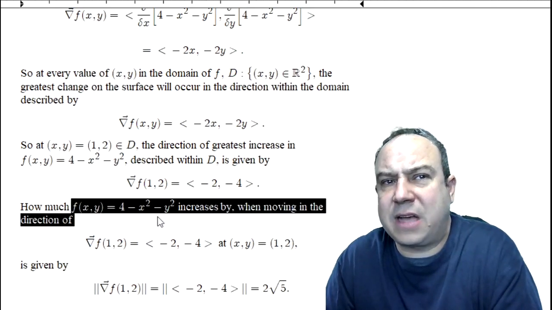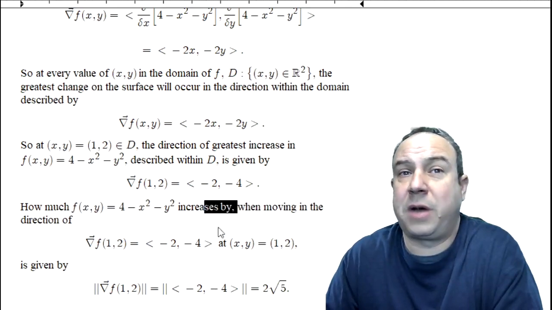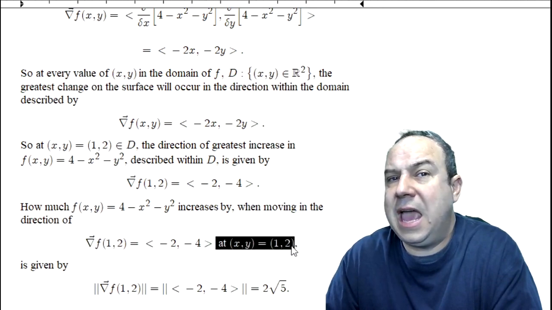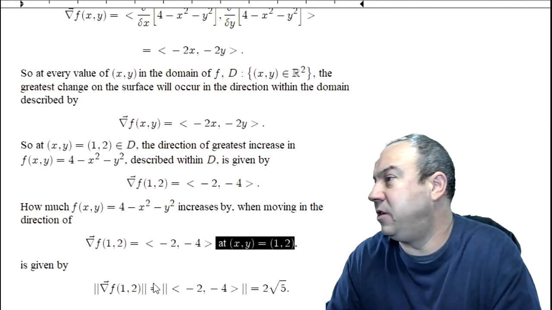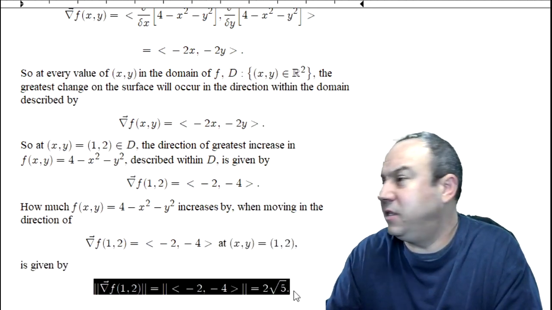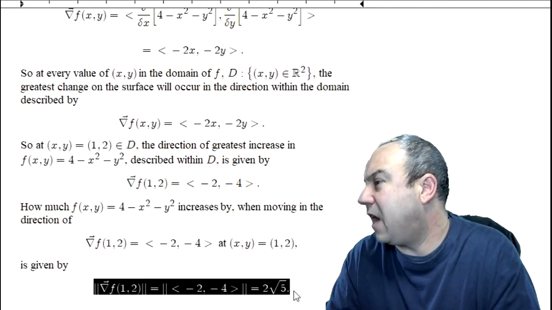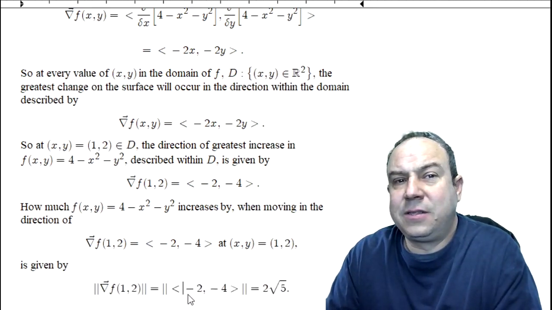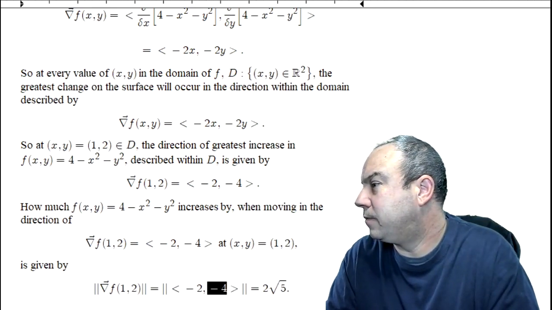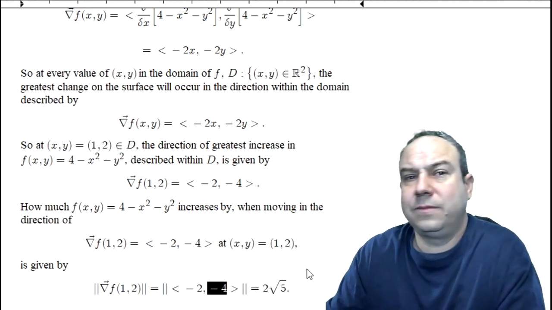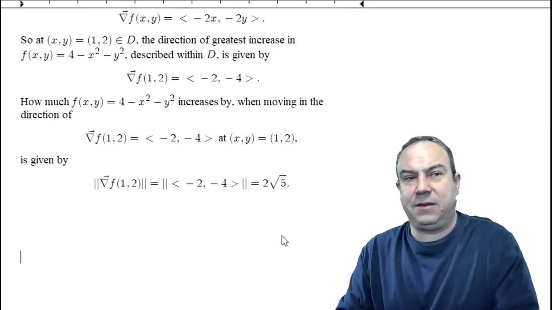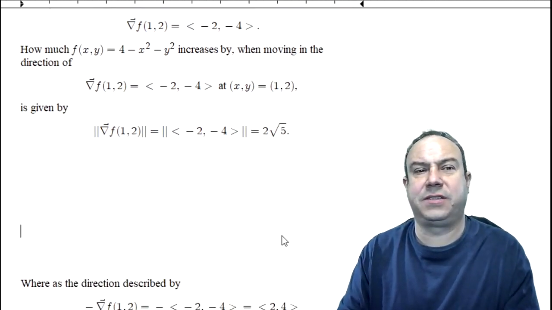As for how much f of x comma y increases by when moving in this direction at x comma y equal to 1, 2, it is given by that magnitude, which is, again, just like I said, 2 root 5. It is the square root of this component squared plus this component squared. All right. Now, what does all that mean? Well, let's look at a visualization of this, I do believe.